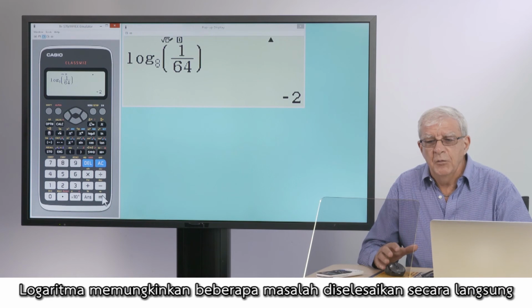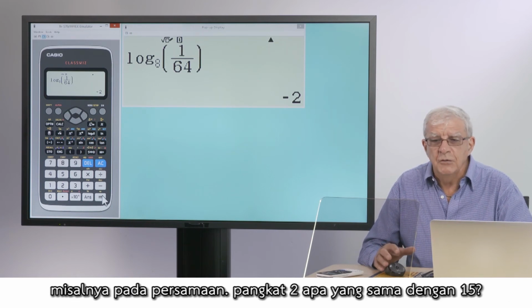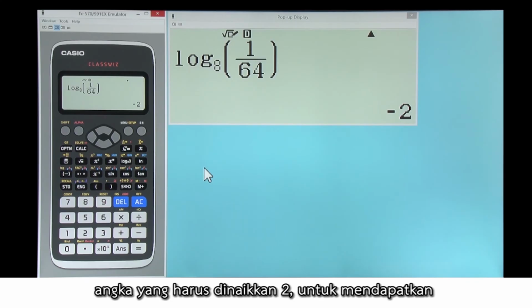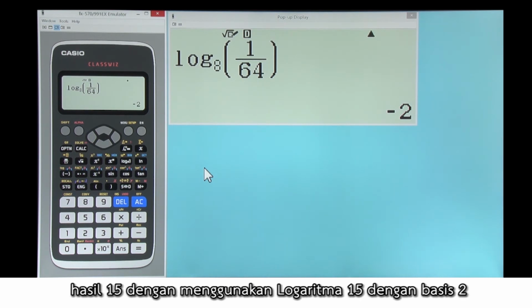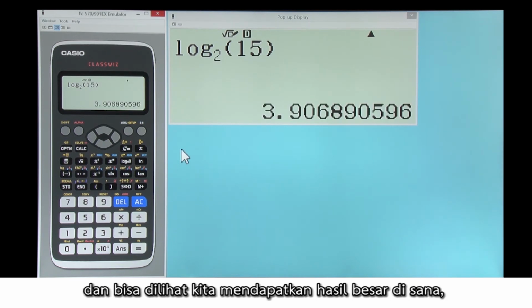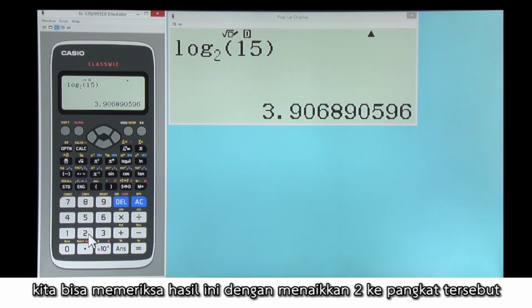Logarithms allow some problems to be solved directly. For example, consider the equation, what power of 2 gives you 15? The number that 2 must be raised to obtain a result of 15 is simply the logarithm of 15 to the base 2. Logarithm to the base 2 of 15. And we can see we get a big result there. And we could check this result by raising 2 to that power.